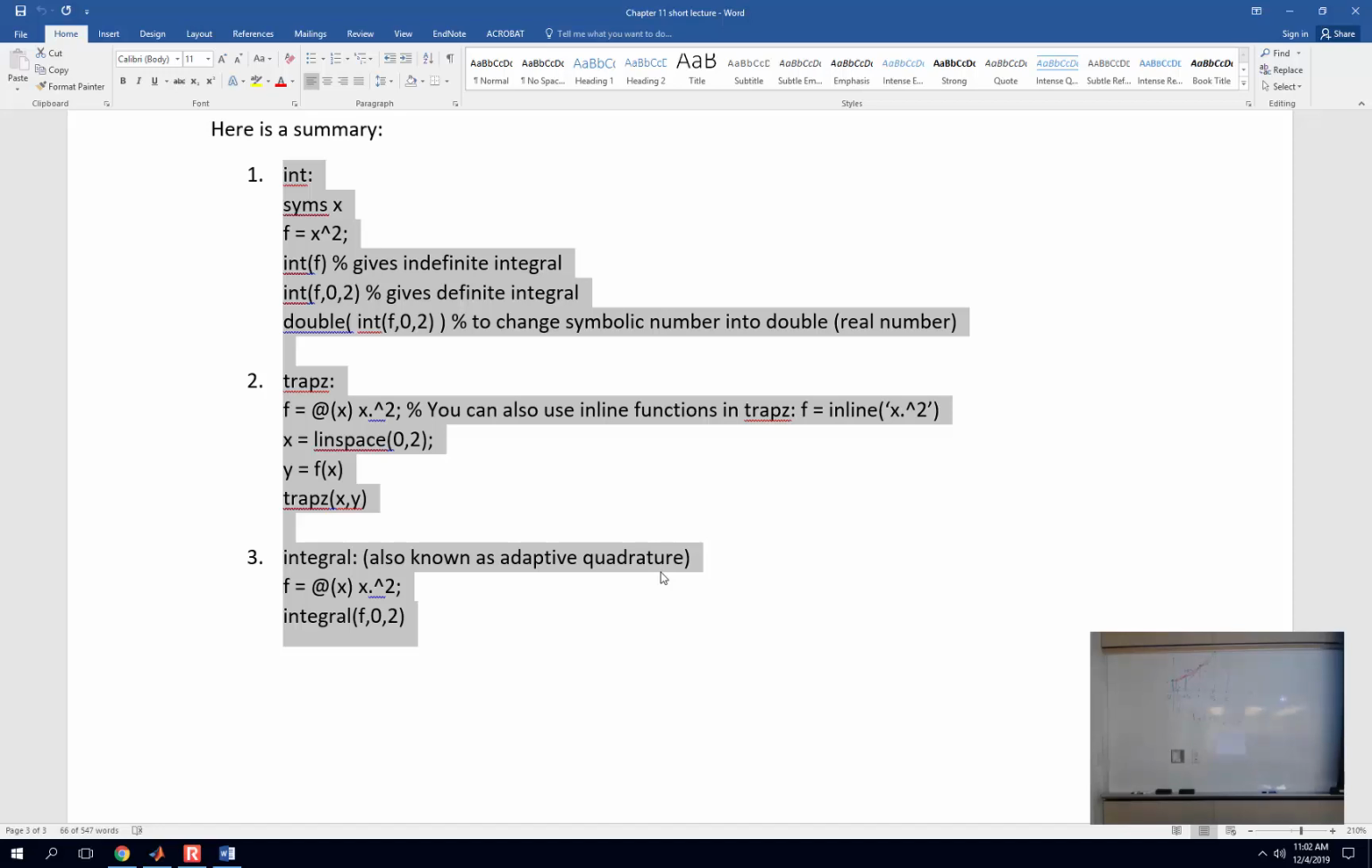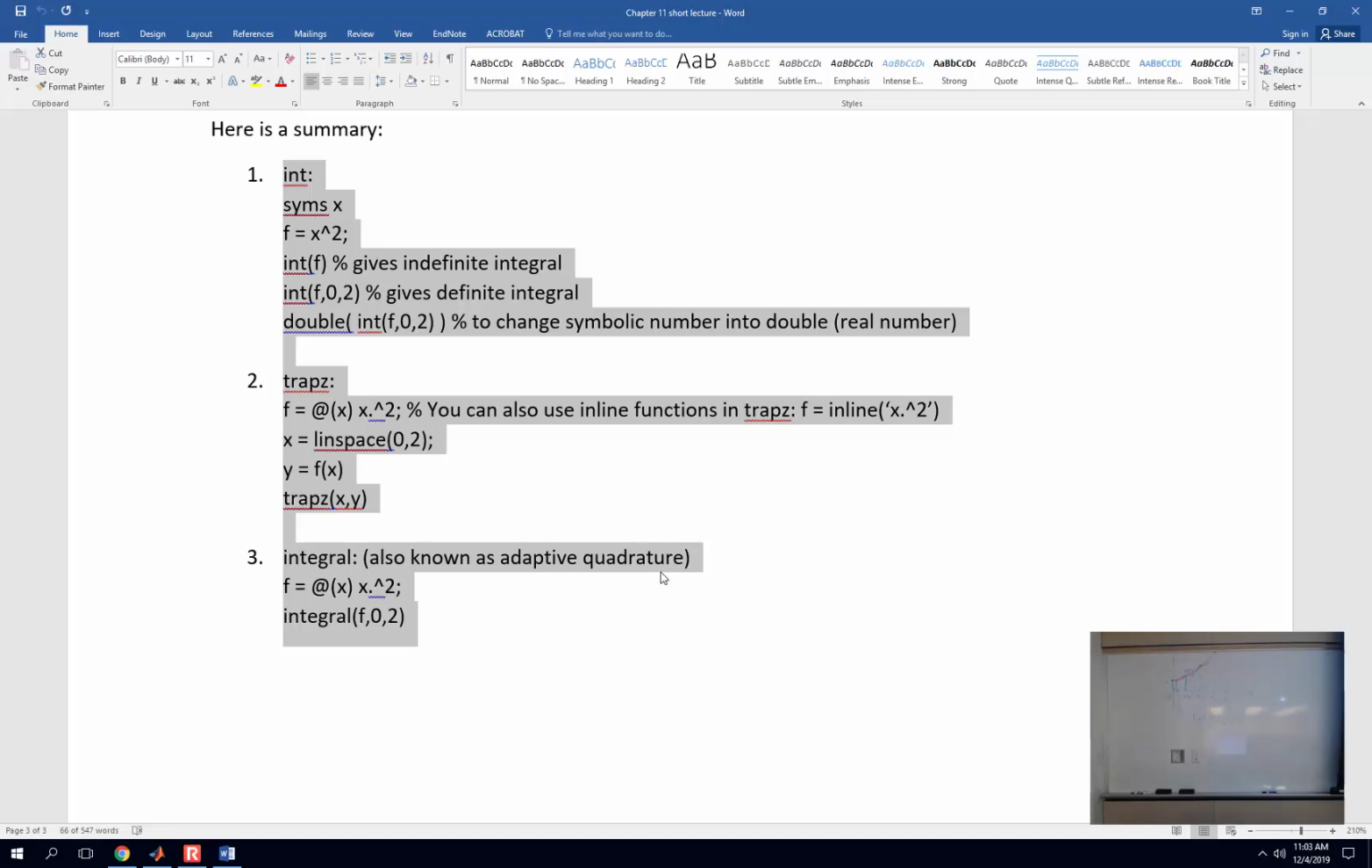If I want an indefinite integral, int only. Indefinite is basically the primitive function. You cannot have an indefinite integral with trapz or integral. The only thing is int. So definite can use any of the three of them? For definite, you can use either. For indefinite, you can only use int.